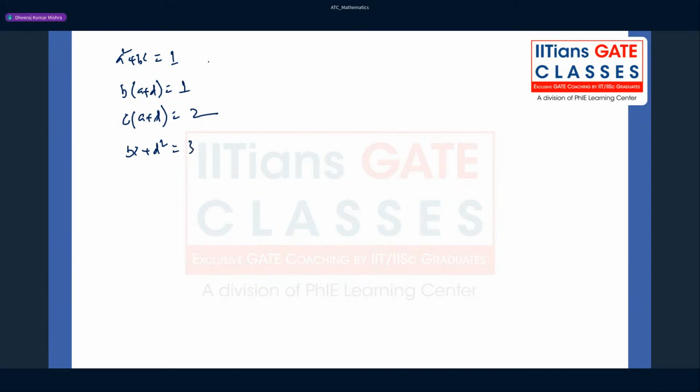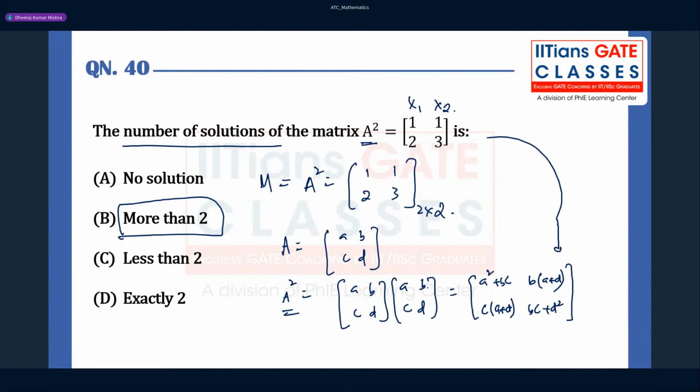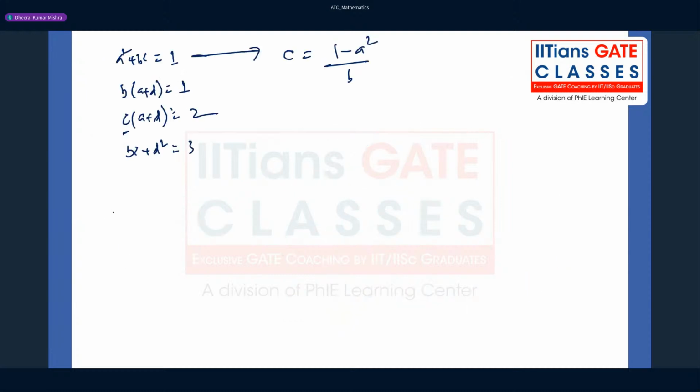So from the first equation, what you can find out is C equal to 1 minus A square by B. Then you can plug this equation into C, in place of C, and you will get a third degree equation inside this matrix. So that is the reason more than two will be the correct answer for this question. Whatever matrix equation you will get, that will give you more than two. Fine.